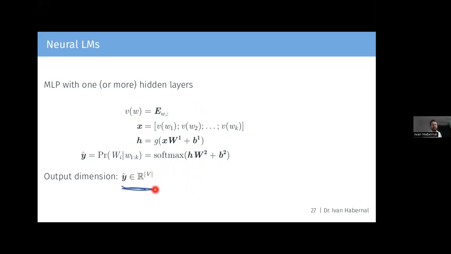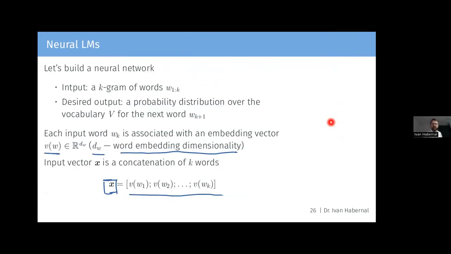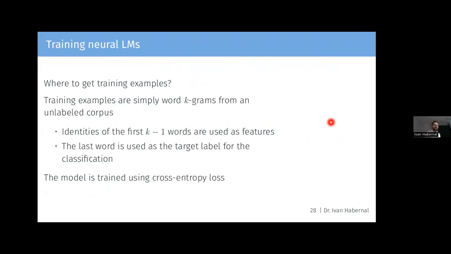And this is in equations what we had depicted here. Here, this is outputting an R to the size V vector. And the loss, I think I have it here, will be the cross entropy loss. I have it on the next slide. So this is the formalization of the model we had in the depiction. Is everybody fine with that? Sounds good. Okay.